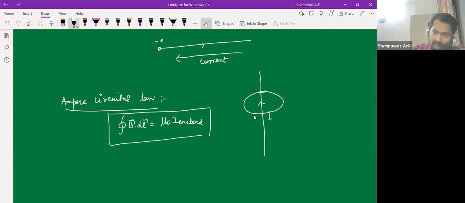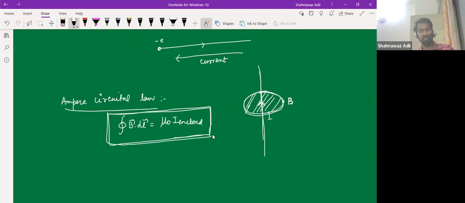You take an Amperian loop, a circular loop, and through this surface this current is passing. So you can calculate the magnetic field at this point using the Ampere circuital law. Just take this for granted for now, but we will do it in the fourth chapter.